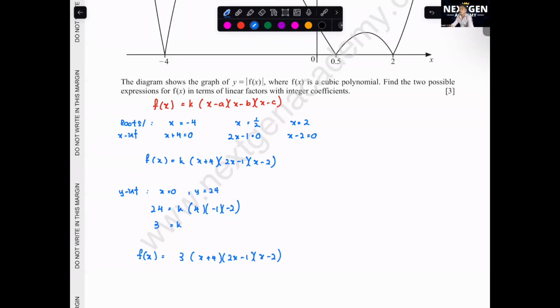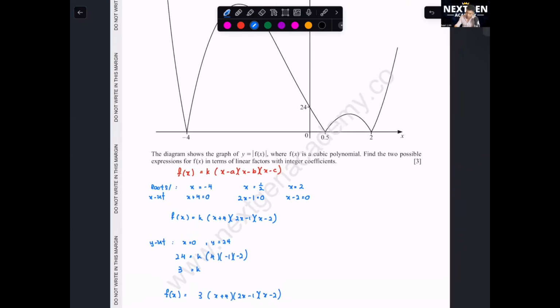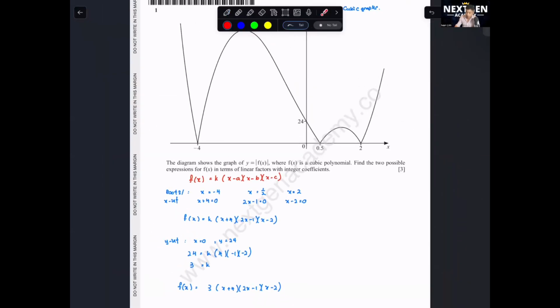Okay, is this the final answer? If you have done enough past year papers, you will definitely have seen this question come out a few times already. Is this the final answer? No, right? So we go back to the question to understand what they're asking us. They gave us this cubic graph. First of all, how do we know it's a cubic graph? Because they said it's a cubic graph, right?